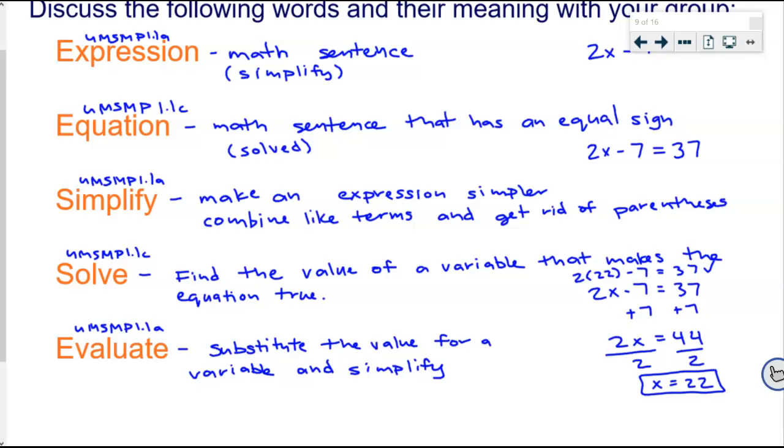And now that you have had a chance to review, please raise your hand to tell me what is the difference between an expression and an equation? What is the difference between an expression and an equation? Miley.